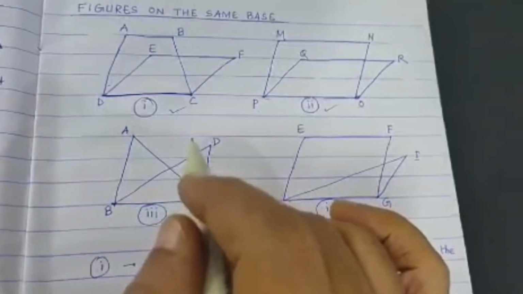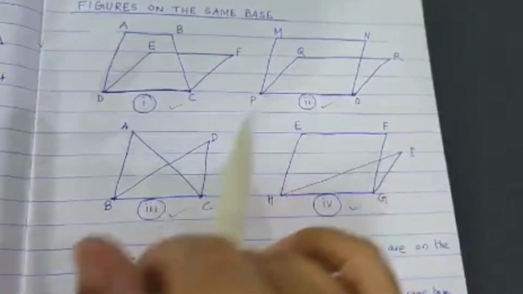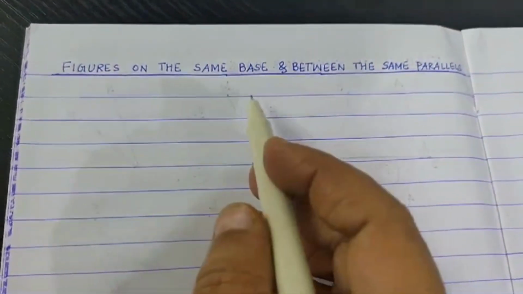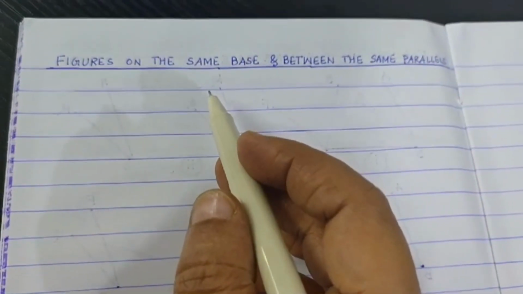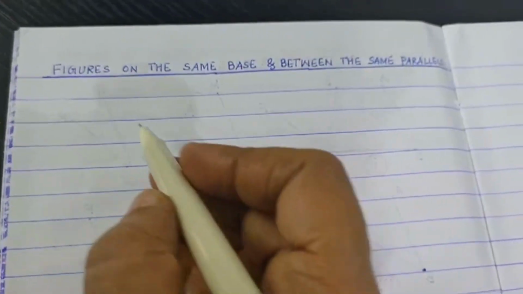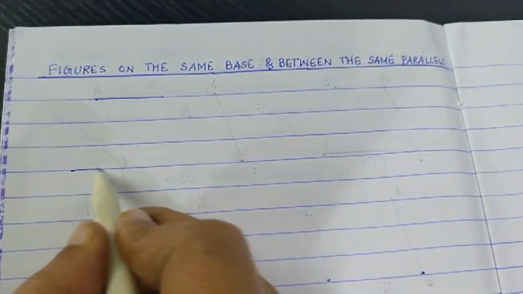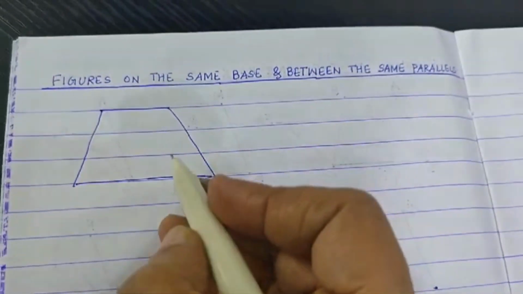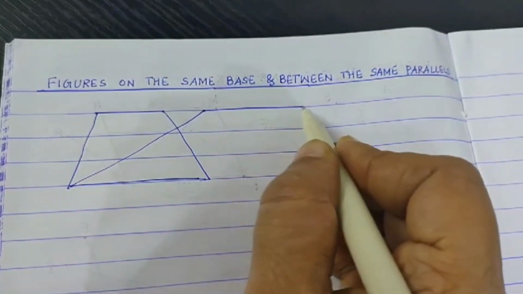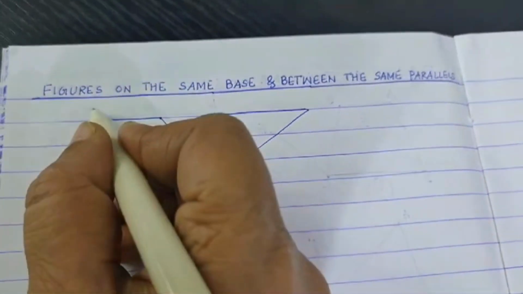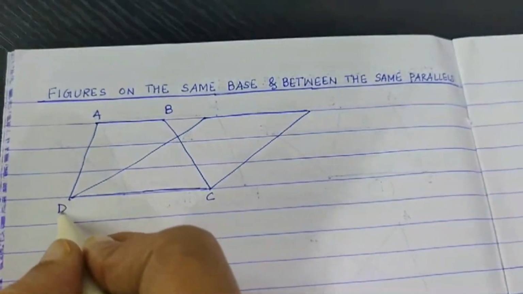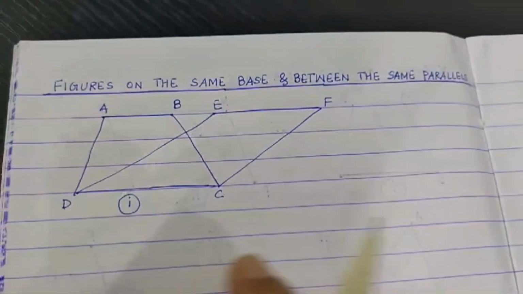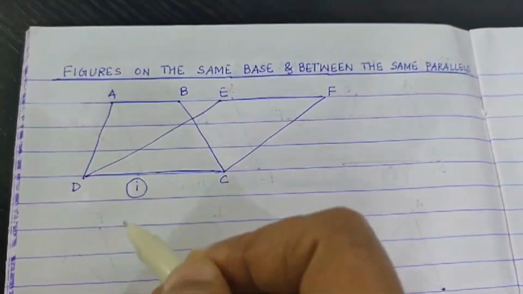Now let's study figures on the same base and between the same parallels, which we have to study finally. Let's draw some figures. Like the first one, let us suppose this is a trapezium ABCD, and this is a parallelogram. This is trapezium ABCD and parallelogram EFCD. First one. Let's study this first figure first, then we will move on to the second figure.